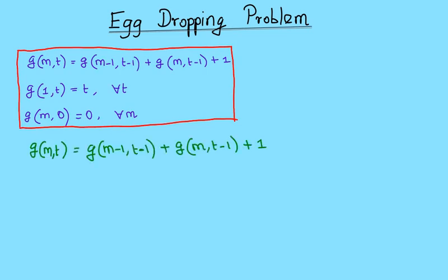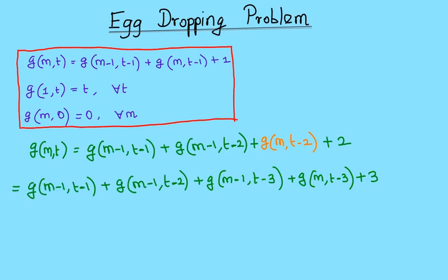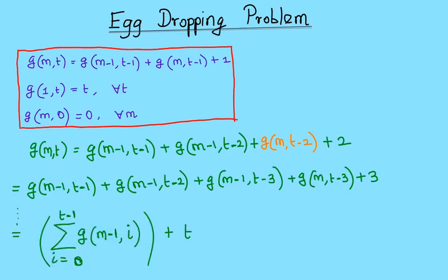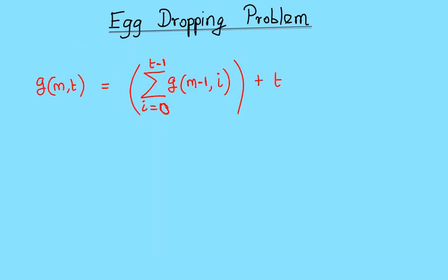Consider this. Let us expand g of m comma t minus 1. This gives this, and which is this. Now let us expand g of m comma t minus 2. So we have this, which gives this. We keep on expanding the g of m comma i values till we have g of m comma 0, and by this way we can easily see that this eventually gives summation of g of m minus 1 comma i, where i ranges from 0 to t minus 1, plus t. So we have this recurrence equation.